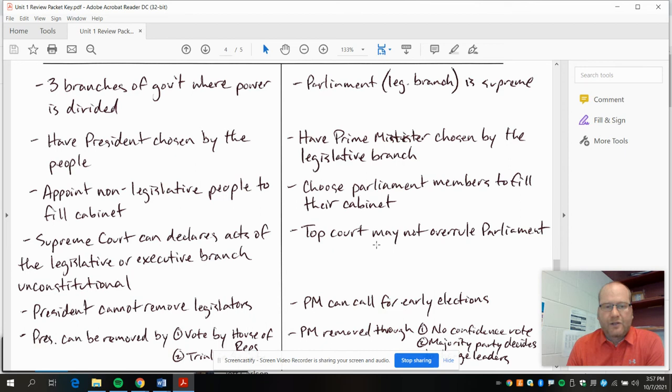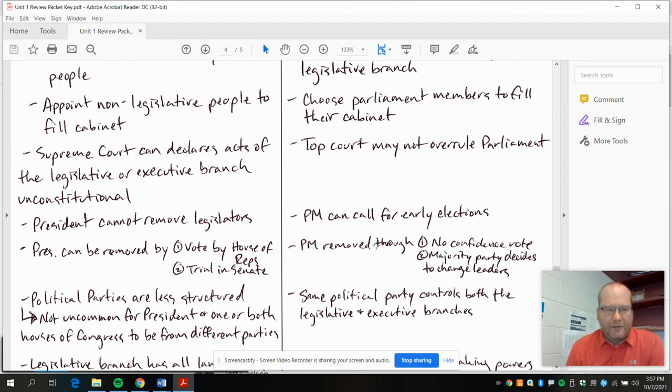For a presidential democracy, there's a Supreme Court that can declare acts of the legislative branch or executive branch unconstitutional and stop them from doing those things. Whereas in a parliamentary democracy, that top court, whatever it's called, like in Great Britain, it's called the House of Lords, may not overrule Parliament.